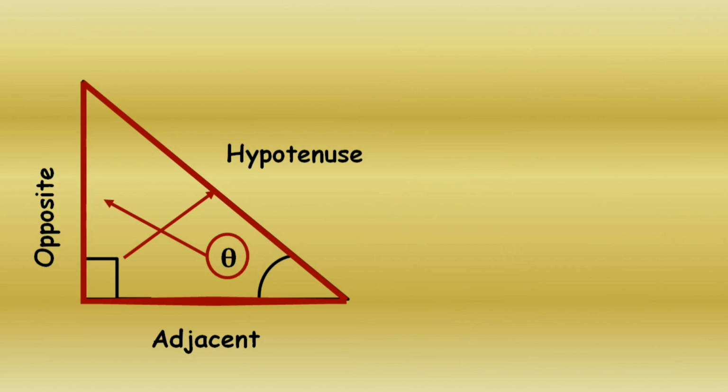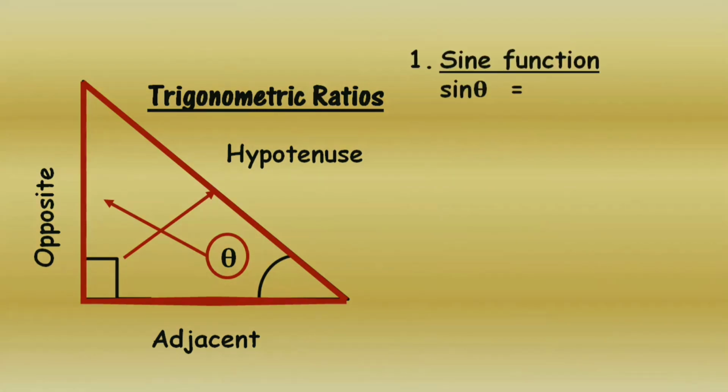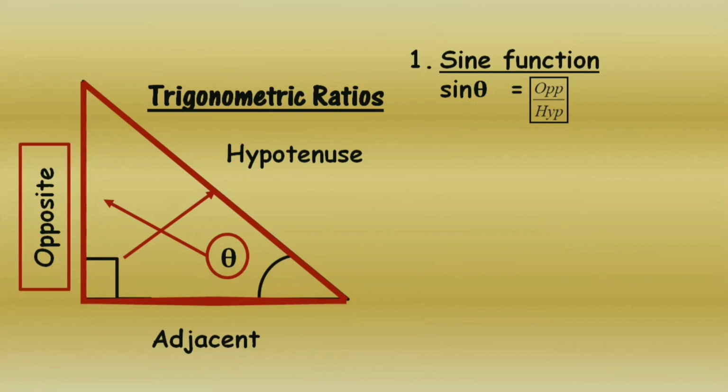You have studied the concept of ratio in your earlier classes. Now we define certain ratios involving the sides of a right triangle and call them trigonometric ratios. The trigonometric ratios of the angle theta in a right triangle are defined as follows. First one is the sine function. Sine of theta is written as sin theta equal to opposite by hypotenuse.